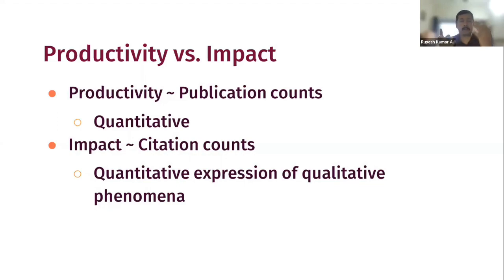However, for quantification, for comparative evaluation, it is necessary to quantify it. Therefore, the impact of research of a particular person, of a particular author, is measured in terms of number of citations received by the author. Now, somebody has to keep track of the number of citations received. We will talk about it in a while.